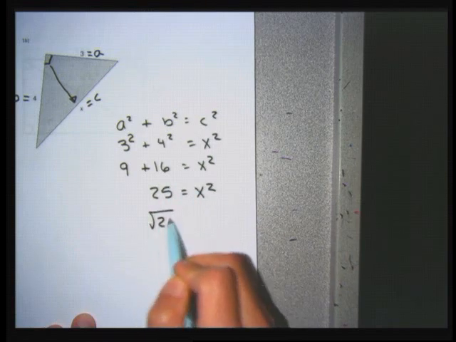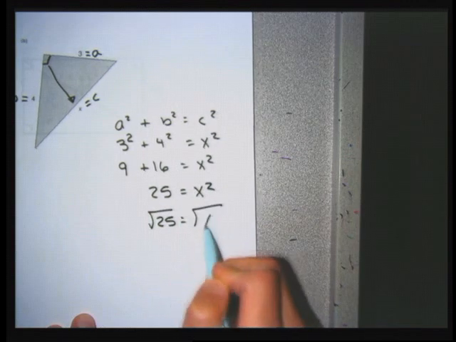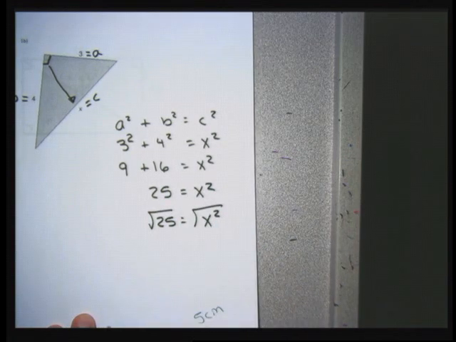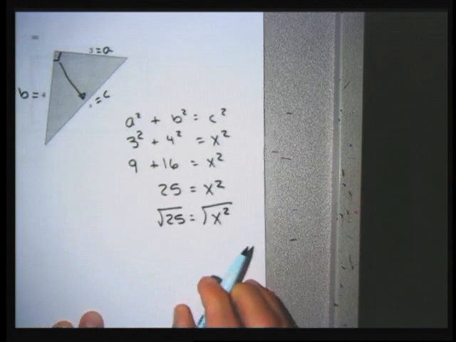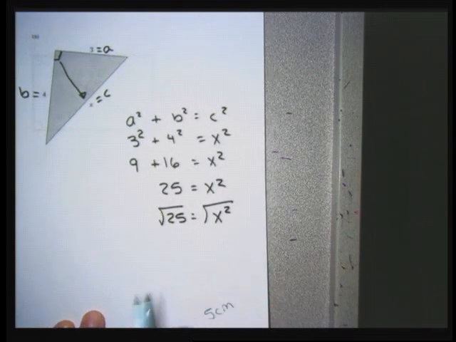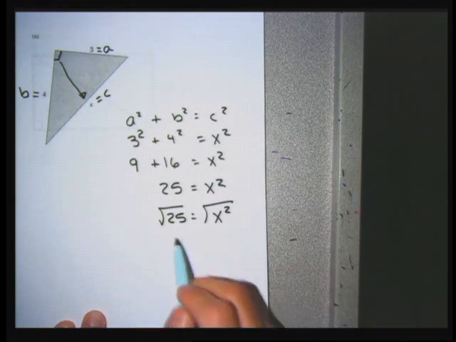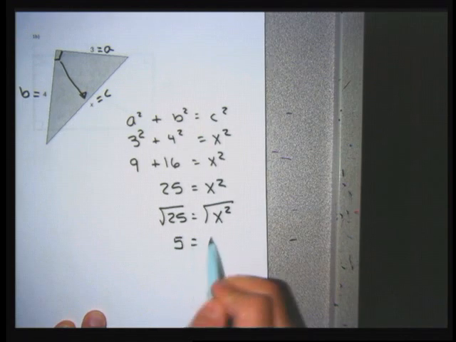So the square root of 25 is going to equal the square root of X squared. Usually when you take square roots, you need a plus or minus, but you don't in this case because this is a length of a side and you can't have a negative length. The square root of 25 is 5. The square root of X squared is X.